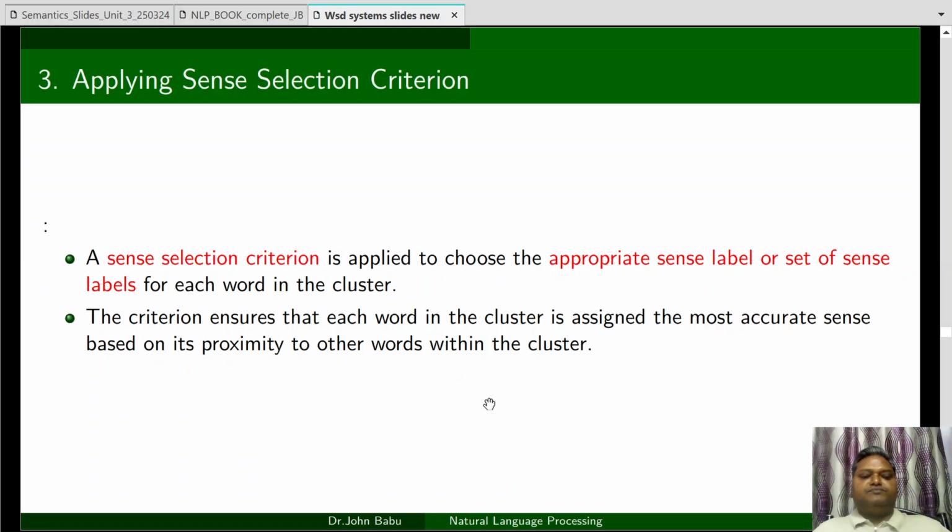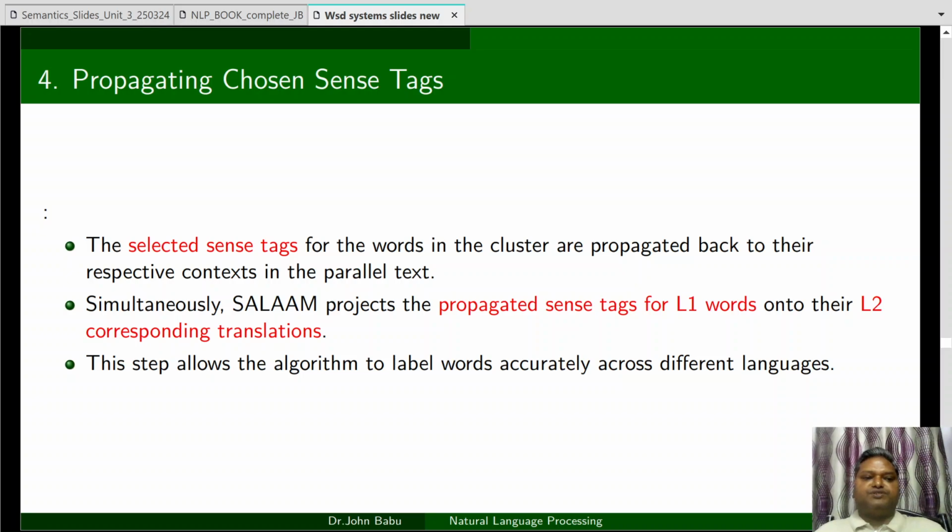Then the third step: among the available senses, we have to select the sense. Suppose plant, whether we have to select the industrial sense or the biological sense. So that criteria is applied to choose the appropriate sense label or set of sense labels for each word in the cluster. The criteria ensures that each word in the cluster is assigned the most accurate sense based on the proximity calculation to other words in the cluster.